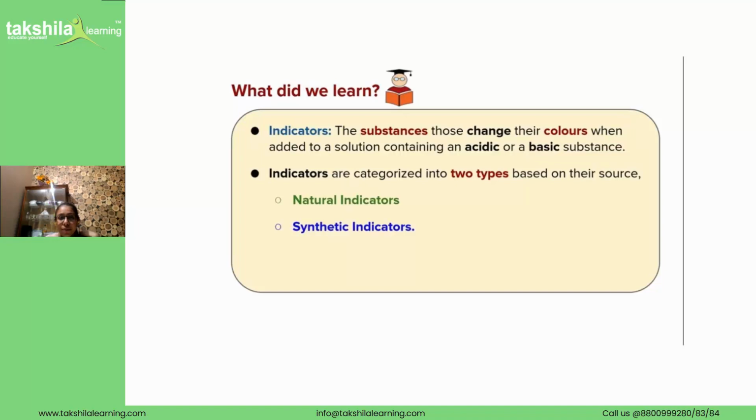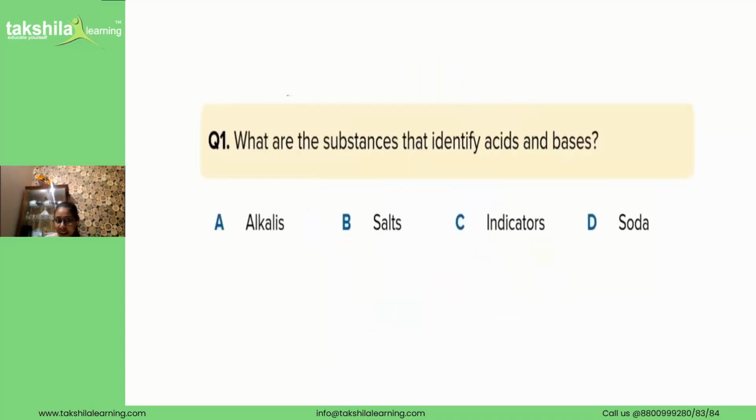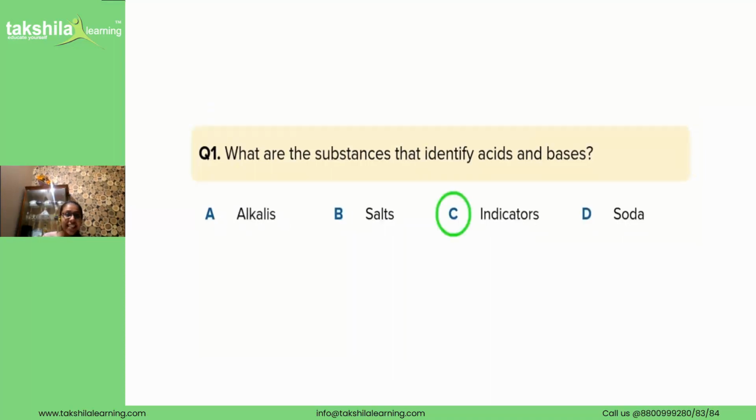So now we'll have a quiz for you so that we can test what we have read till now. So are you ready? Okay, so the first question says, what are the substances that identify acids and bases? Easy. Yes, it's indicators. As we read, we use indicators for acids and bases.